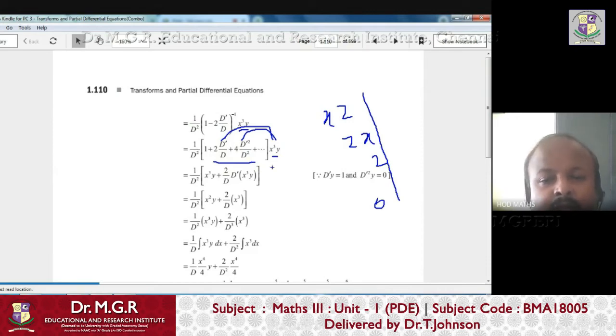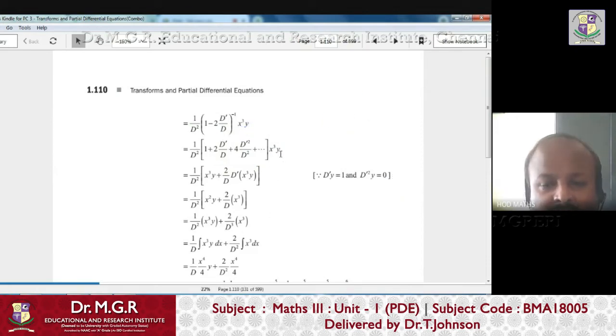So here, when you see the function, it is only x cube y. When we apply D dash on x cube y, you have to differentiate x cube y with respect to y. One time it becomes x cube. And the second time if you differentiate, it becomes 0. So even the D dash square term is not necessary. Only D dash is enough, because in the numerator we have the D dash term. D dash means differentiate with respect to y one time, and it becomes x cube.